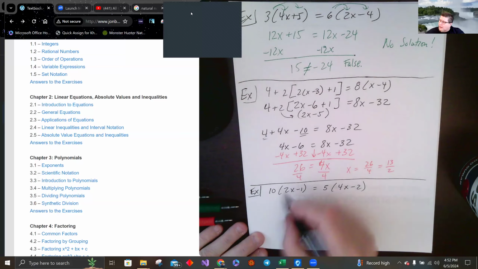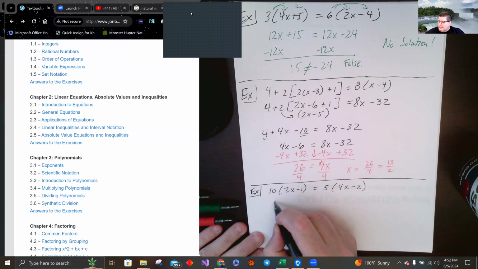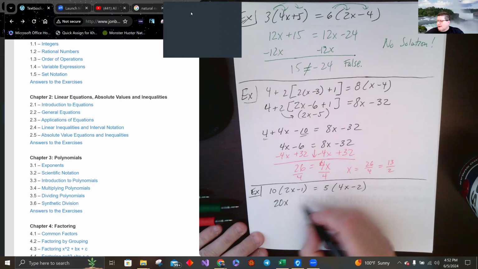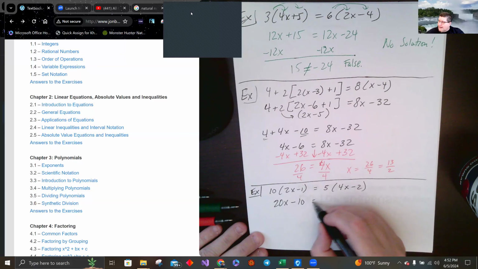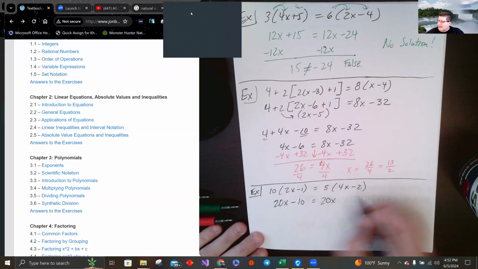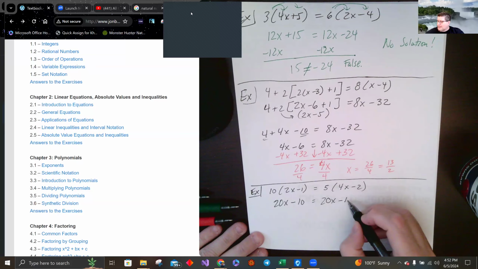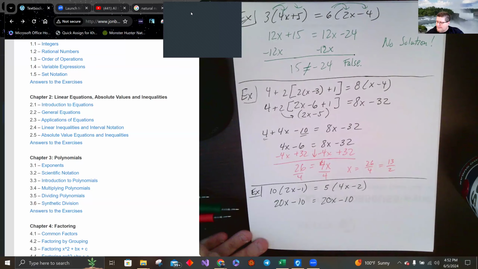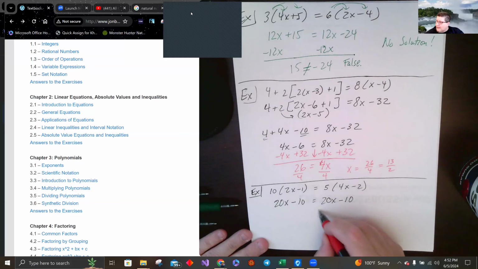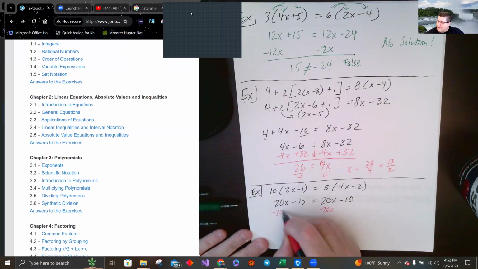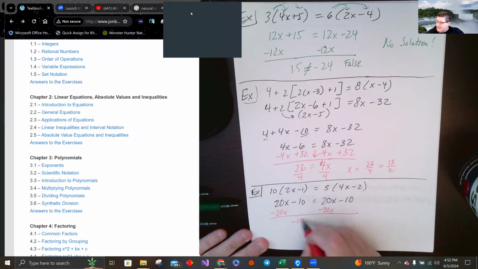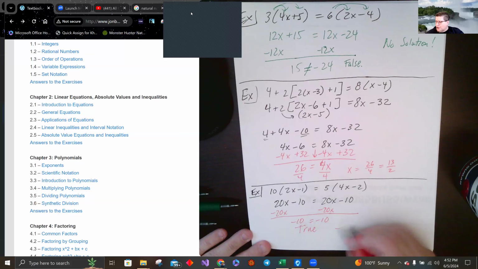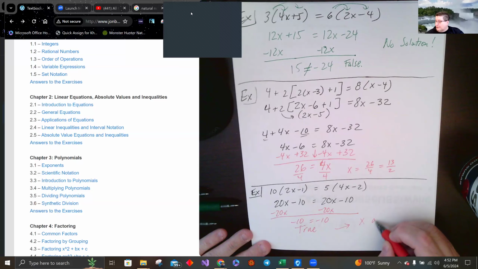All right. We distribute. I've got 10 times 2x is 20x. 10 times negative 1 is negative 10. 5 times 4x is 20x. 5 times negative 2 is negative 10. Now you might recognize it here, but we have the same thing on both sides. If you didn't, keep going. And we get negative 10 equals negative 10. This is always true, so x is any real number.